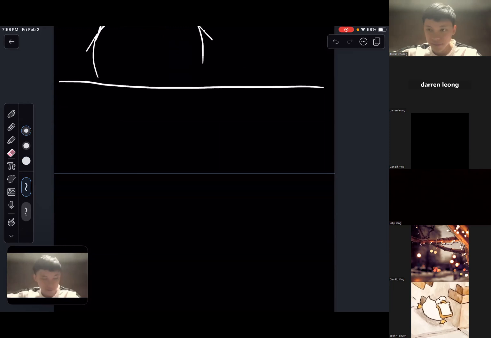So now let's talk about something else, which is length chasing. Is everyone here familiar with the law of sines, the sine rule, or is everyone here not familiar with the sine rule?